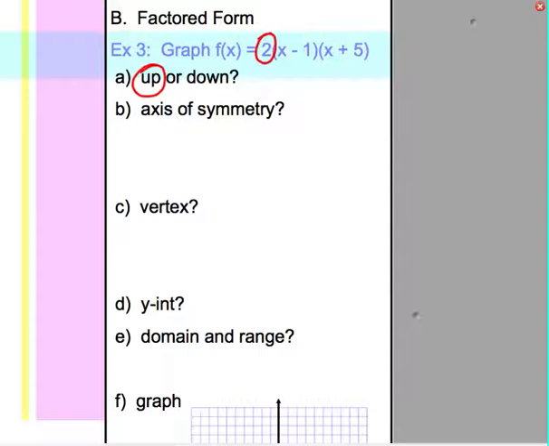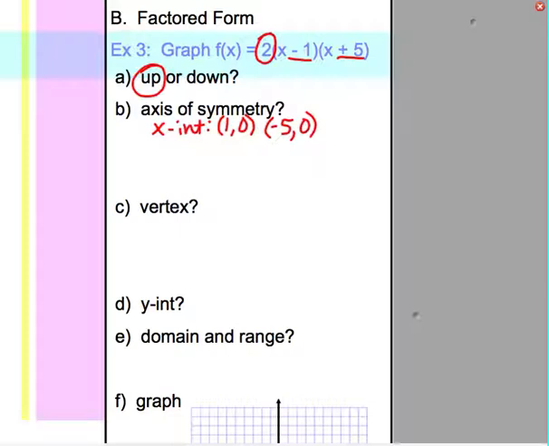Axis of symmetry: for factored form, we use the x-intercepts, and remember they're inside the parentheses. So this -1, when it comes outside the parentheses, is an x-intercept of 1. I'm going to write these as ordered pairs because we can use these for our graph as well. And then our other x-intercept inside the parentheses, it's positive, so it's really a -5.